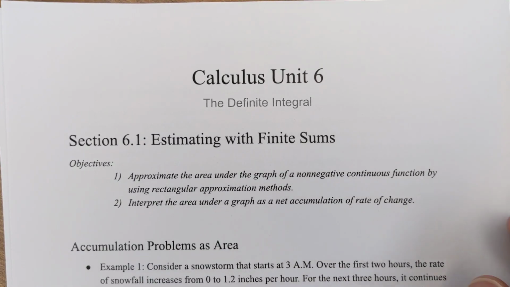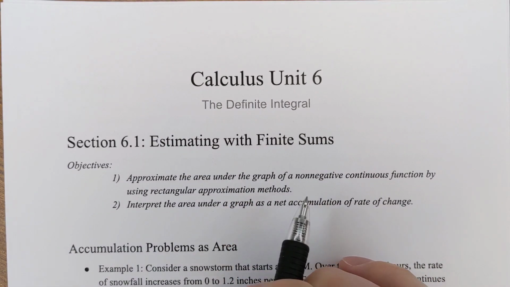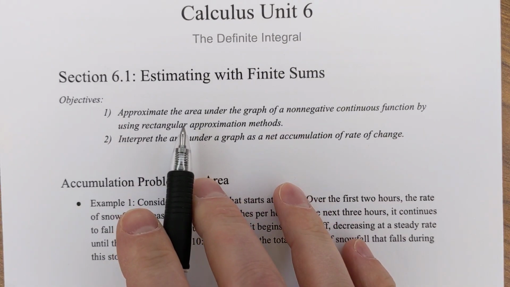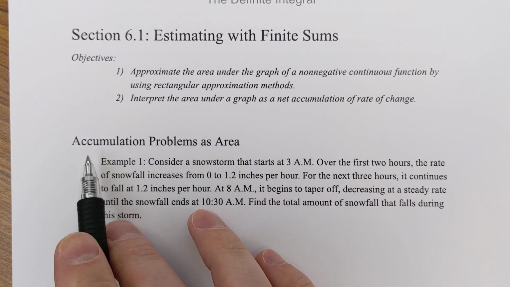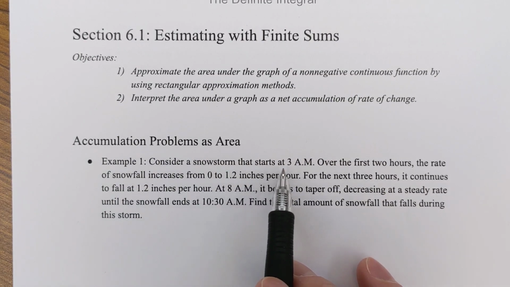So here we have the notes for section 6.1, estimating with finite sums. So objectives. Down here we have what's referred to as an accumulation problem. Example 1 says consider a snowstorm that starts at 3 a.m.